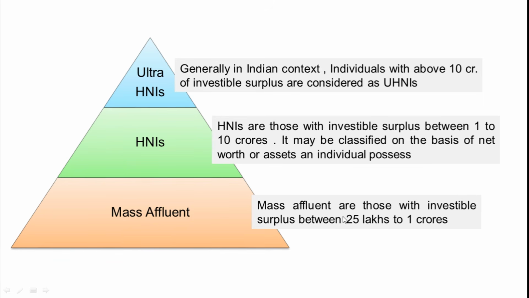Mass affluent. So mass affluent are those with investable surplus between 25 lakhs to 1 crore.